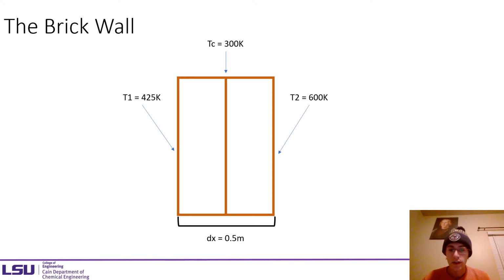So to better visualize the problem, I created this simple diagram of the brick wall. Here you can see that the left side of the wall is raised to and maintained at 425 degrees Kelvin, and the right side of the wall is raised and maintained at 600 degrees Kelvin, with the center of the wall being initially at 300 degrees Kelvin. And down at the bottom we can see that the wall is 0.5 meters thick, or 0.25 meters to the center of the wall.